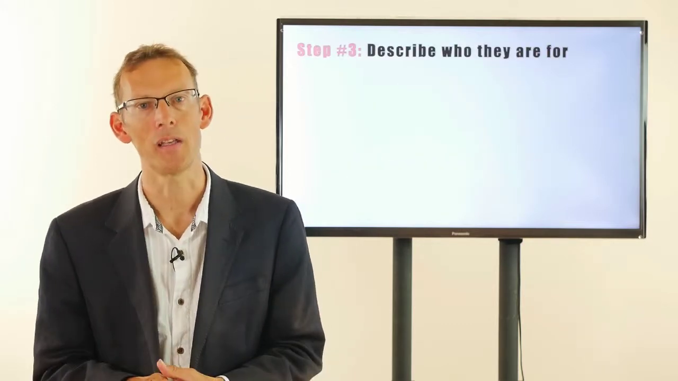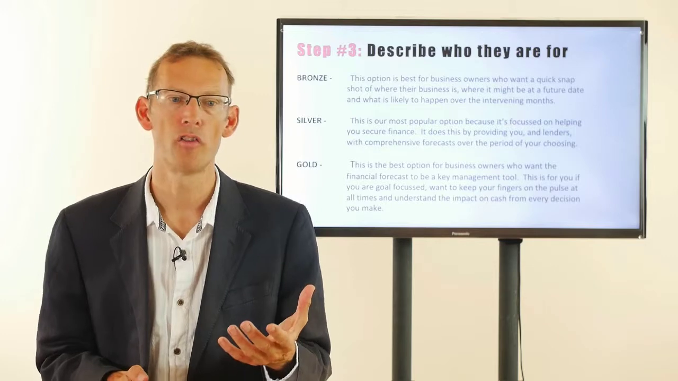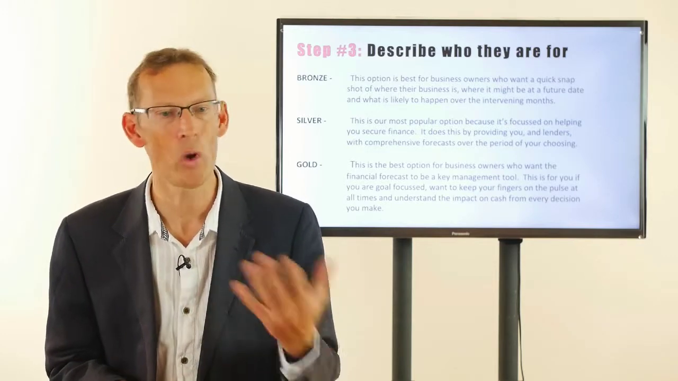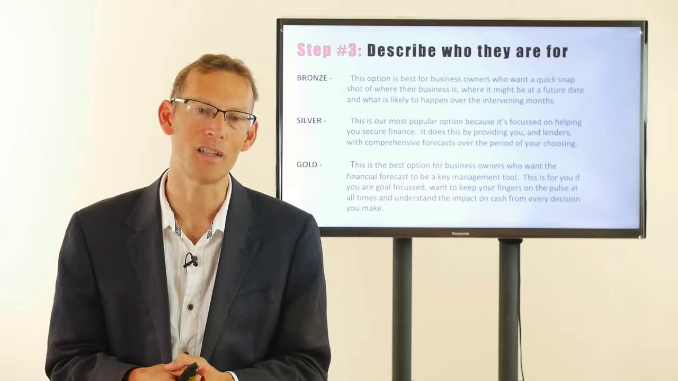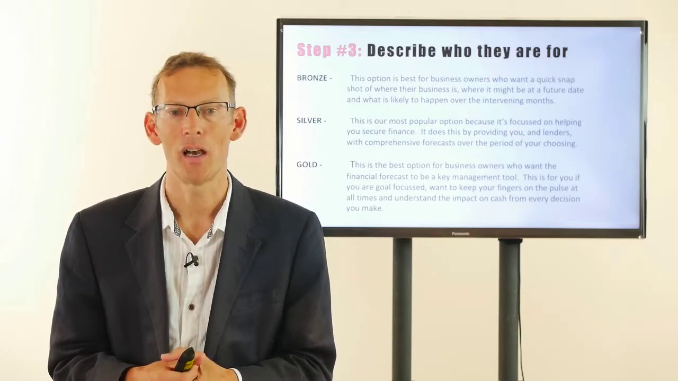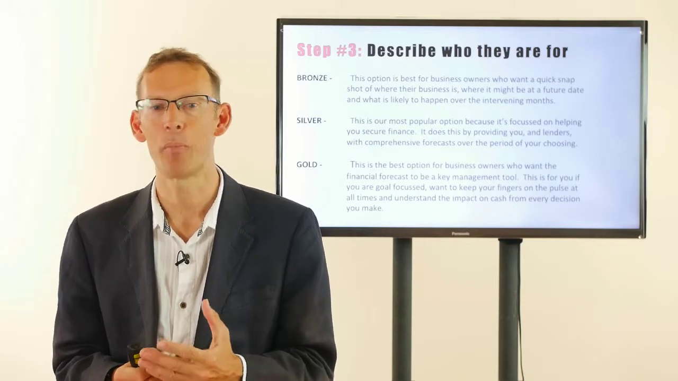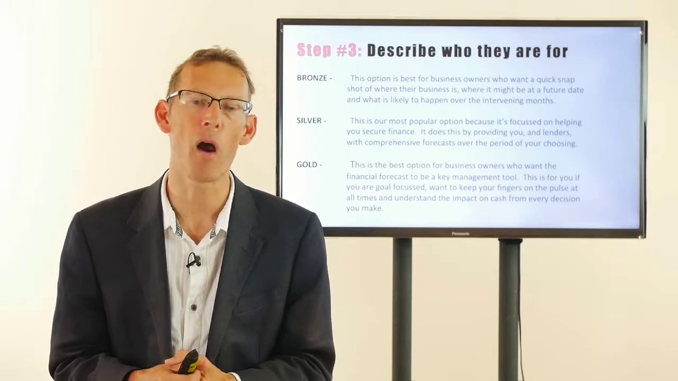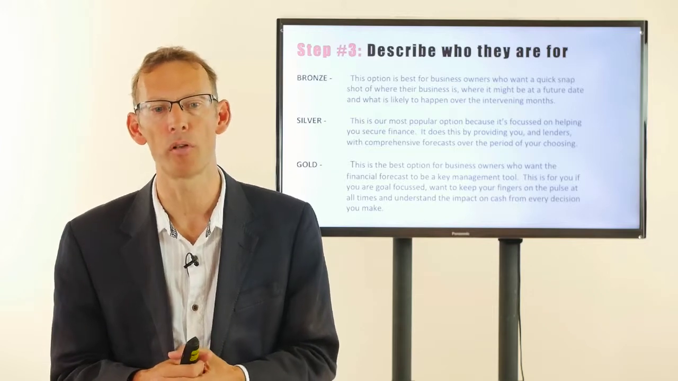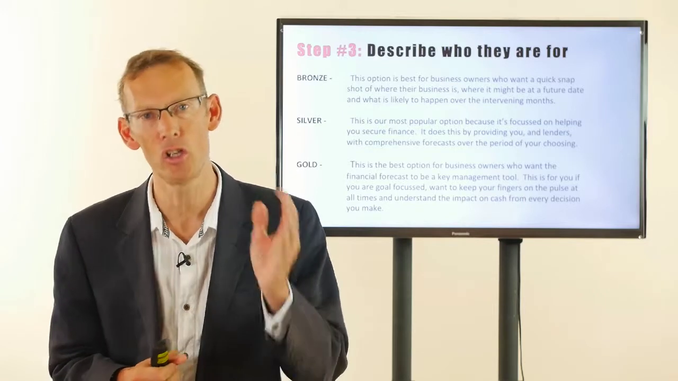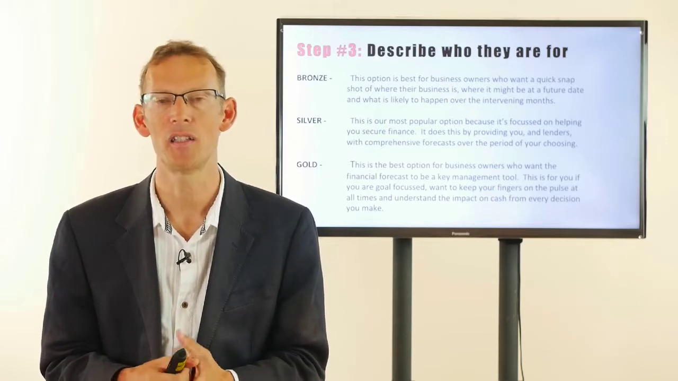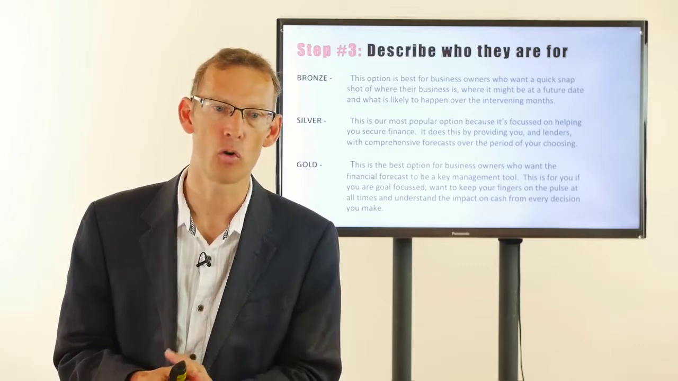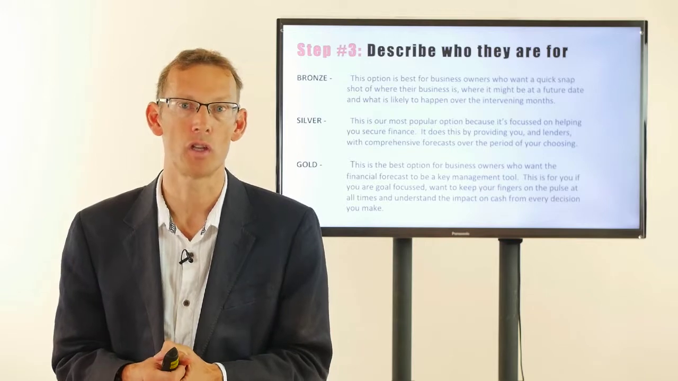So it might be that we say, for example, the bronze, this option is best for business owners who want a quick snapshot of where their business is, where it might be at some future date, and what's likely to happen in the intervening months. The silver, the middle one, you might describe as this is our most popular option because it's focused on helping you secure finance. It does this by providing you and lenders with comprehensive forecasts over a period of your choosing.